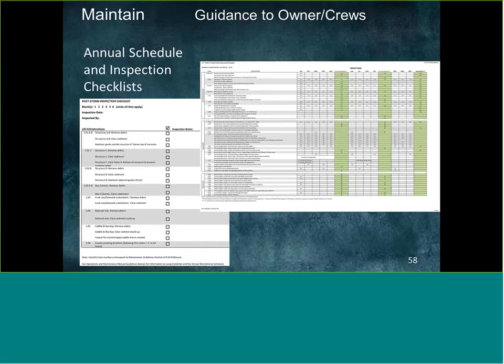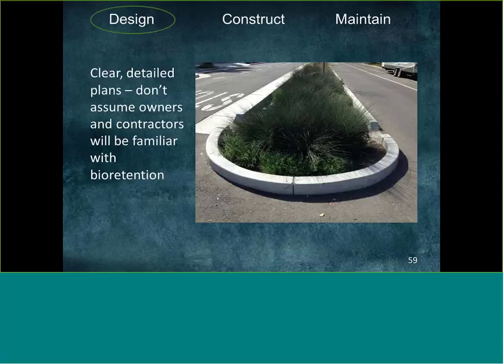Those plans should ideally have an annual schedule as well as regular checklists, say a monthly checklist, but then post-storm, pre-rainy season, and post-rainy season are the times that you would want to have an additional checklist. And again, this is a maintenance plan that we developed.